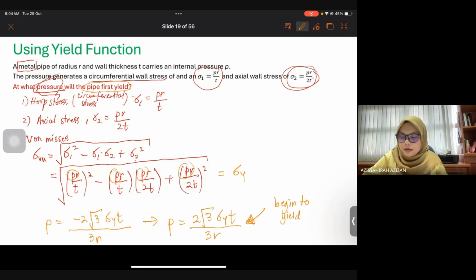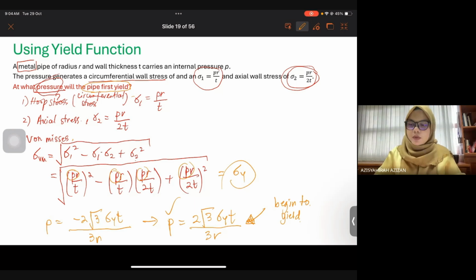Based on this pressure, this is where the pipe begins to yield, right? That's where we calculate the von Mises stress is equal to sigma yield of the material, right? So this is how you are going to use the yield function to predict the failure of the materials, right?